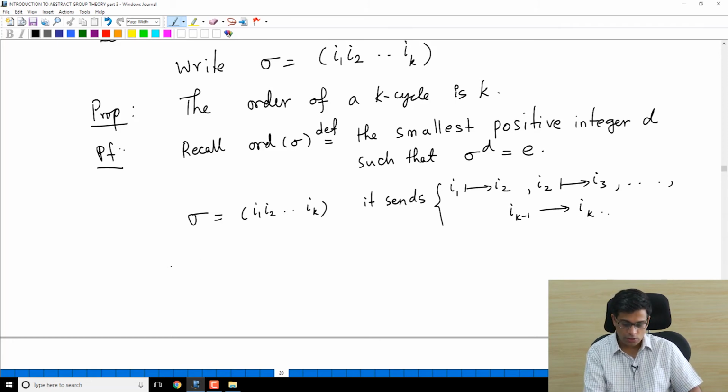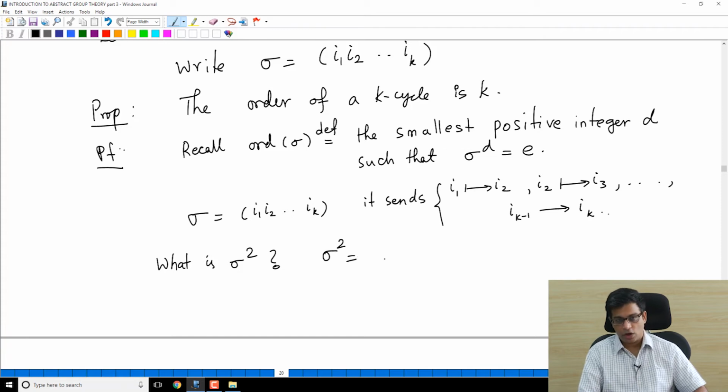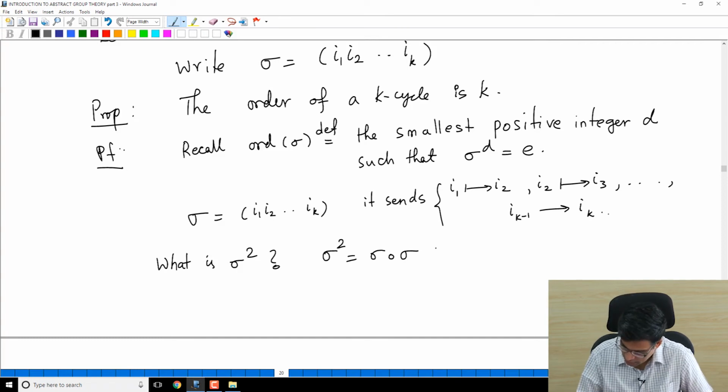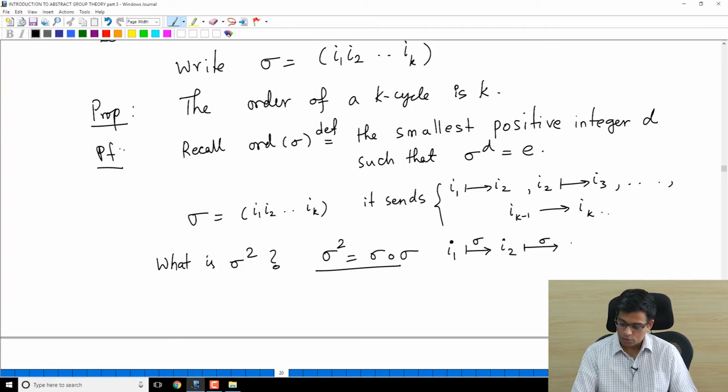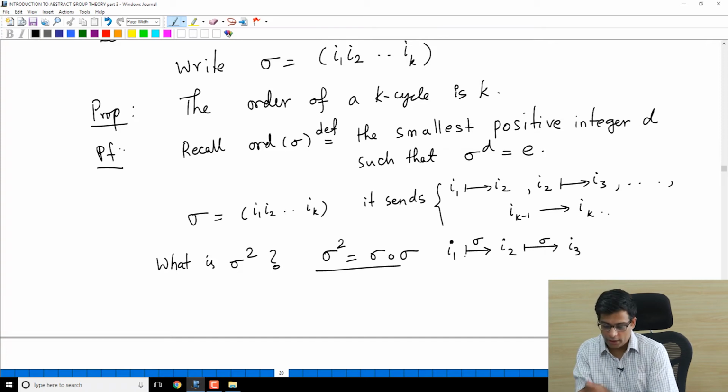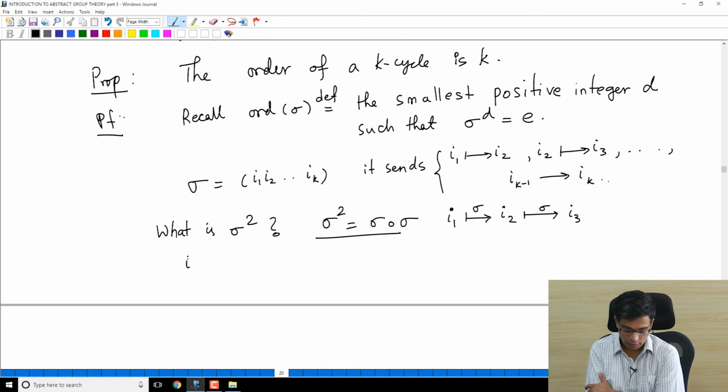So now what happens to sigma squared? Remember, because the operation in the symmetric group is composition, sigma squared is sigma composed with sigma. Where does i1 go under this? i1 goes to i2 under sigma, and under another sigma it goes to i3. So i1 goes to i3 under sigma squared. I want to keep track of the cycle of i1 under sigma. So I write it like this: i1, then next to it i3.